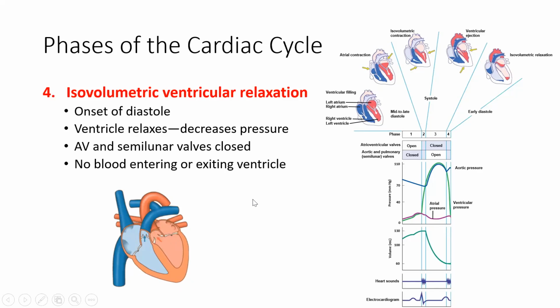Okay. But important to remember here, during isovolumetric ventricular relaxation, no blood is leaving or entering the ventricle because both sets of valves are closed. Both the AV valves and the semilunar valves are closed as that ventricular pressure drops as the ventricle relaxes.